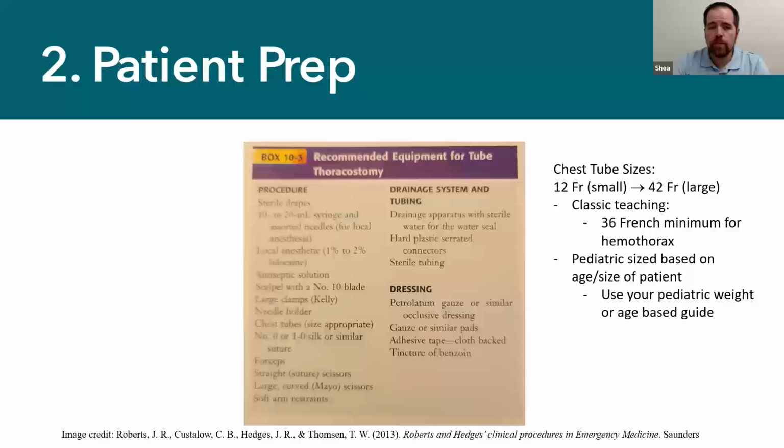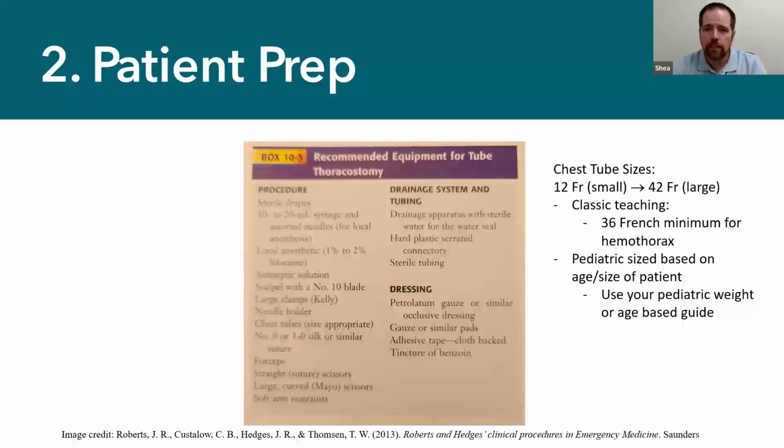So chest tube sizes, obviously there's a lot of debate and discussion in the literature now. There's been a general trend towards using smaller size chest tubes. 42 French, that's a huge chest tube. That is a garden hose. And the morbidity from that, the side effects and the long-term recovery and some of the complications from that, we're really trending more towards the smaller chest tubes.